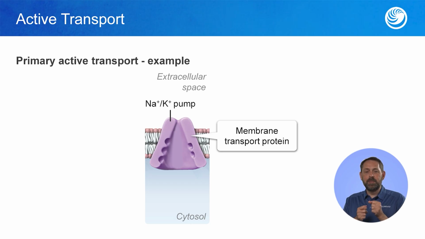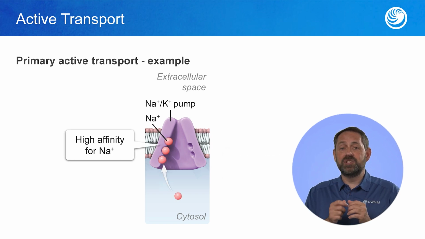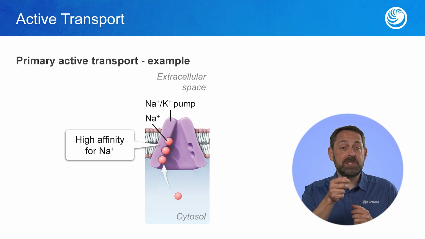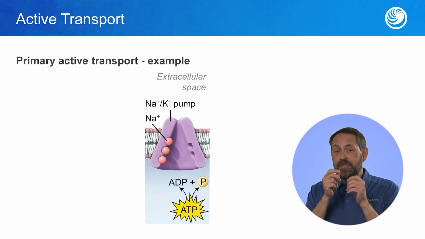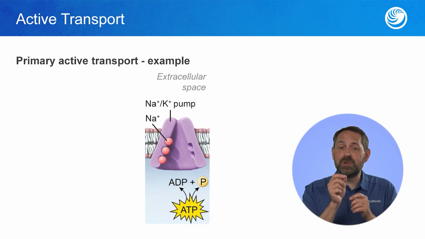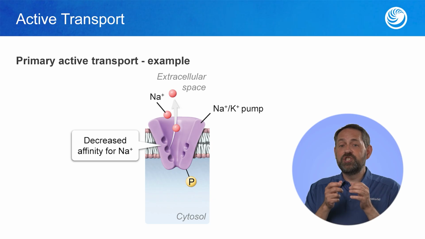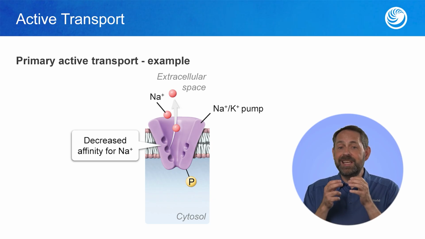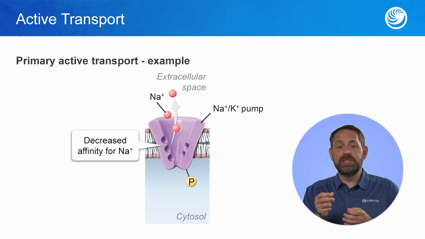The sodium-potassium pump is a membrane transport protein that alternates between two main conformations. In its initial state, shown here, the pump is open towards the cytosol of the cell. In this orientation, the pump's binding sites have a high affinity for sodium, allowing 3 sodium ions from the cytosol to bind. The binding of 3 sodium ions stimulates the hydrolysis of ATP, which transfers the phosphate group to the pump. Phosphorylation shifts the pump's conformation to face the extracellular space, which decreases the pump's affinity for sodium and promotes the release of the 3 sodium ions into the extracellular fluid.